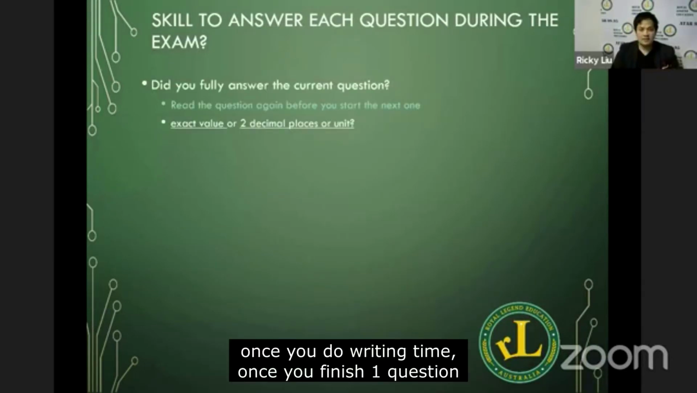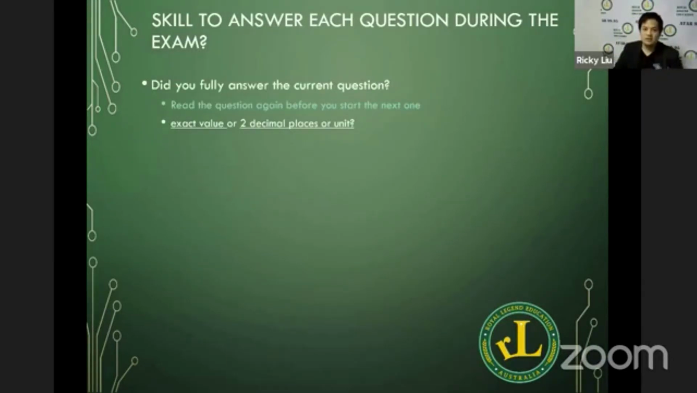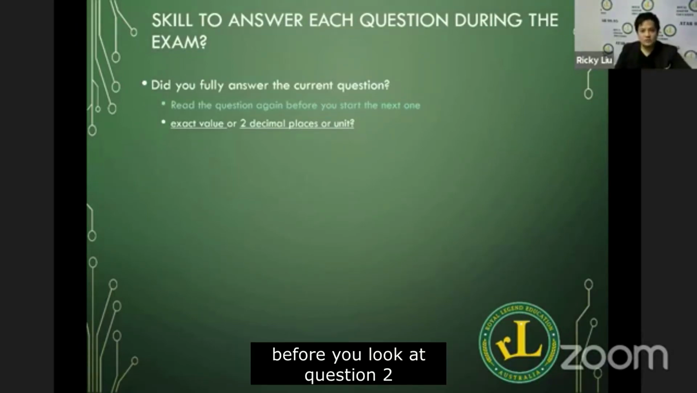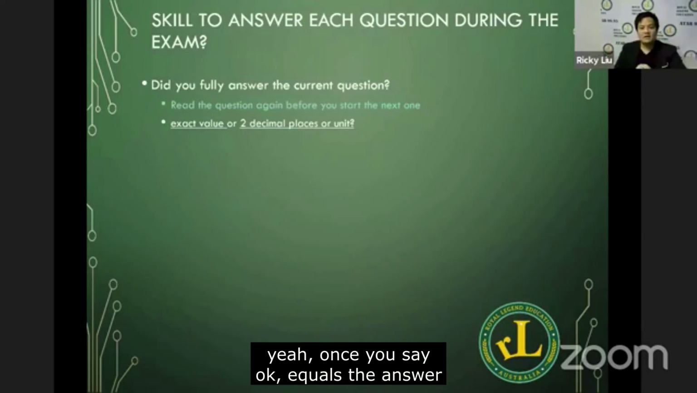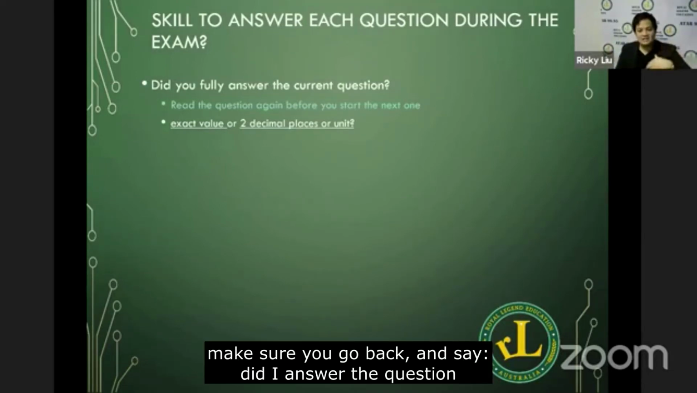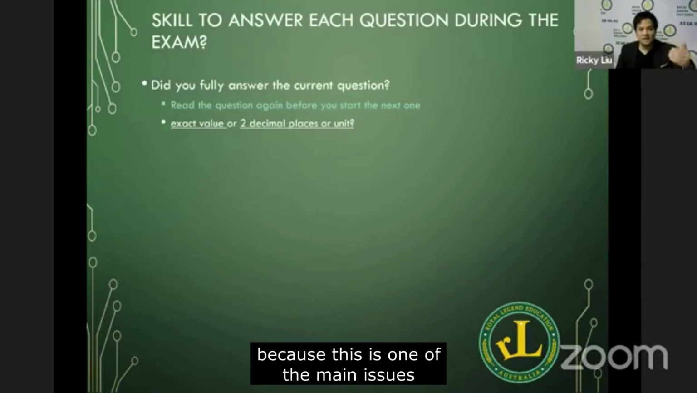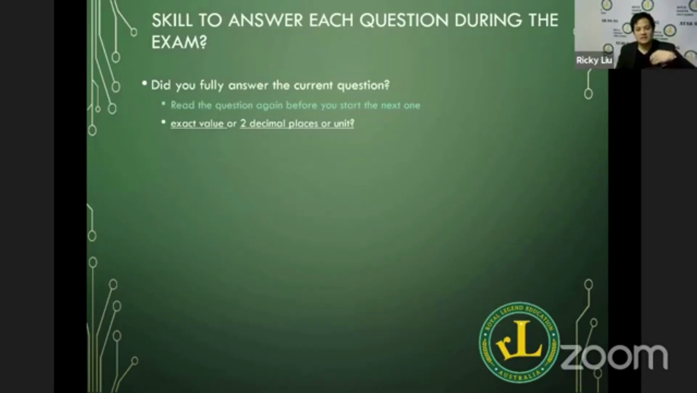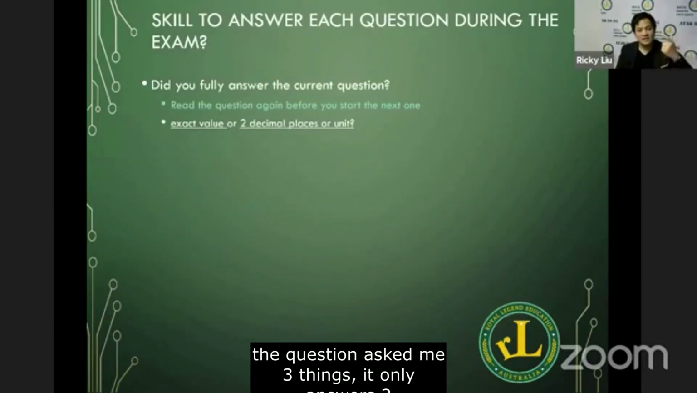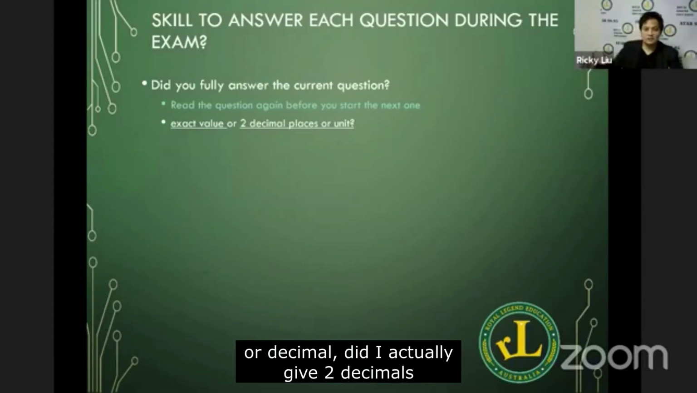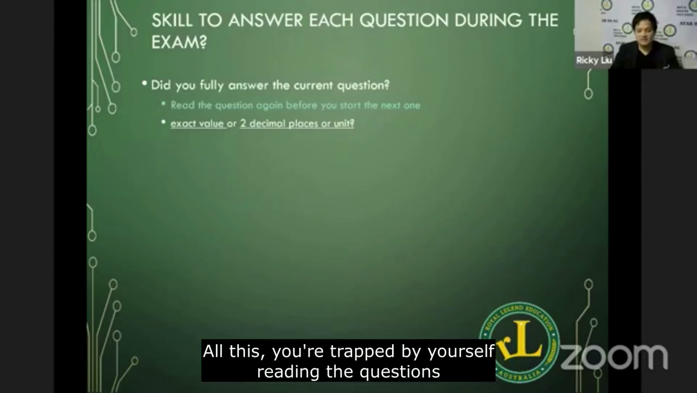Once you do writing time, once you finish 1 question, make sure you ask before you move on to question 2, once you say, okay, I've got the answer, make sure you go back and say, did I answer the question? Read the question. I mentioned many times already, because this is one of the main issues that people lose marks. Did the question ask me 3 things? Did I only answer 2? And if the question asked me for an exact value, did I give a decimal? Did I actually give 2 decimal places? All this, you're trapped by yourself reading the questions.